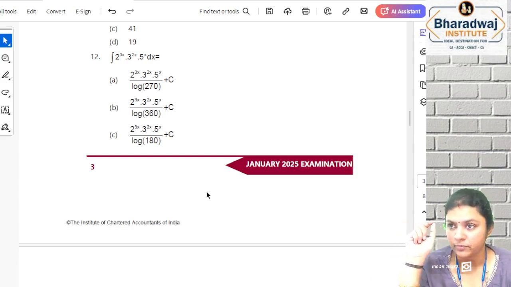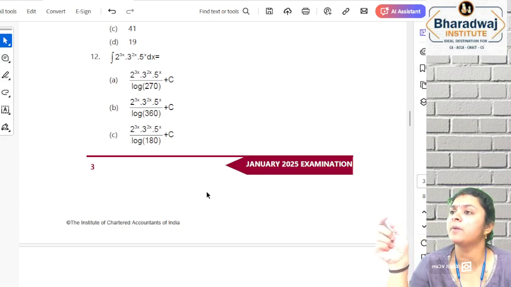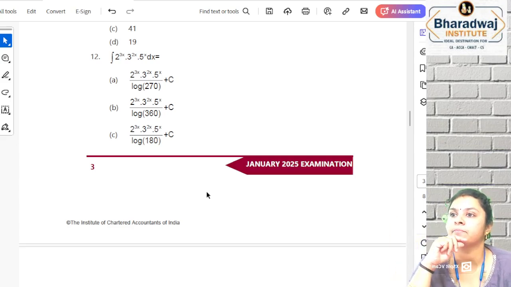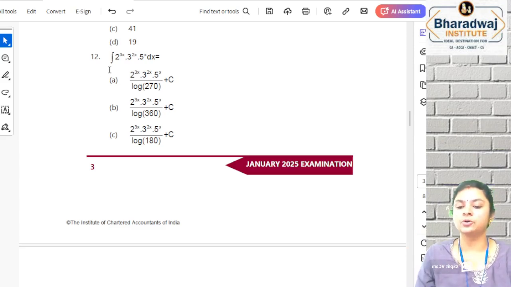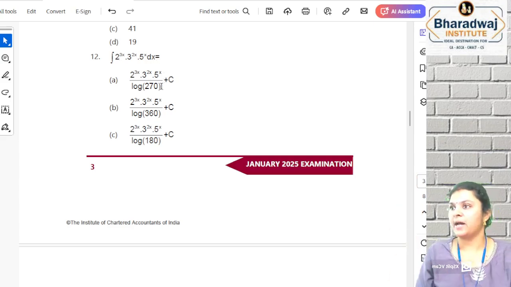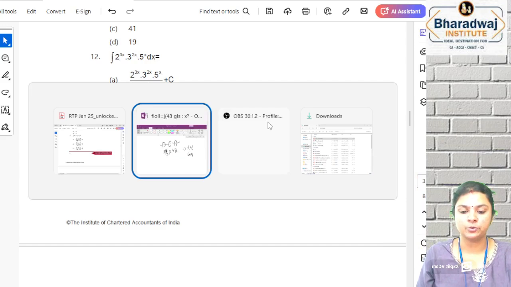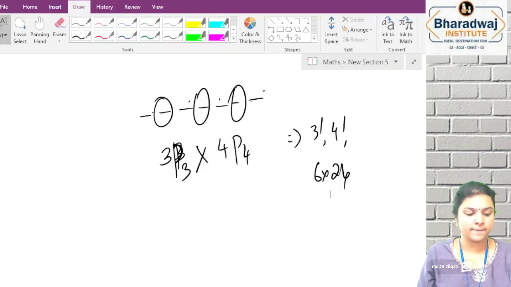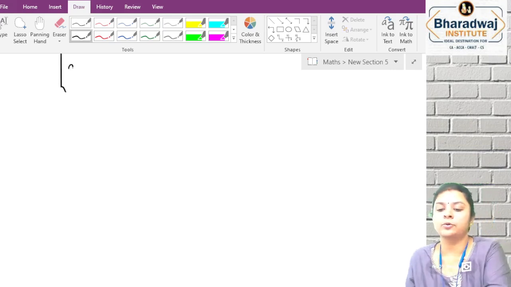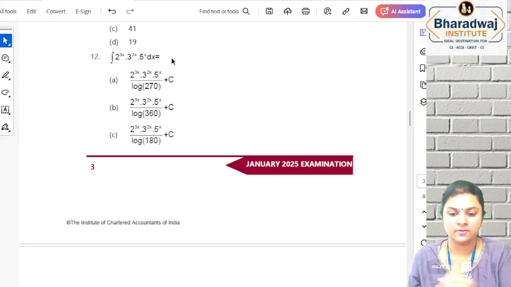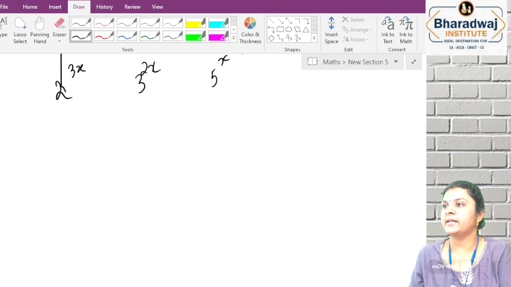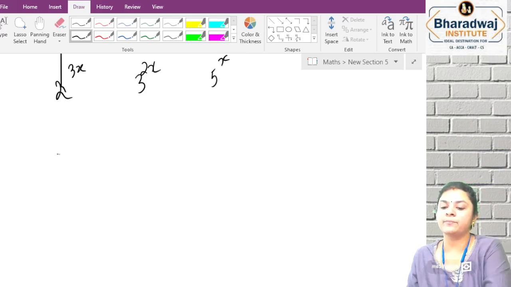Now, what is the formula? Generally, what is the formula for differentiation of a power x? A power x log a. So let's do the differentiation part alone for all these three separately. 2 power 3x, 3 power 2x, 5 power x. Okay, I'm writing this. 2 power 3x, 3 power 2x, 5 power x. Correct? Differentiating, what do we get?